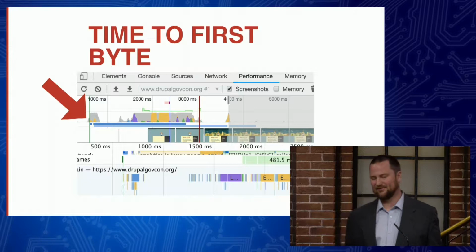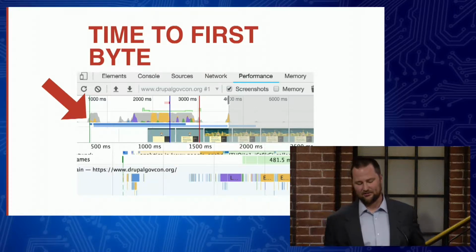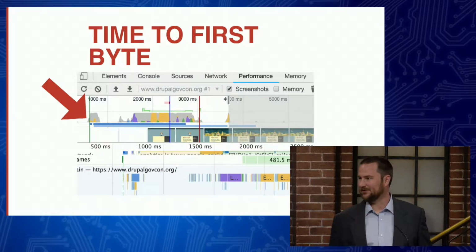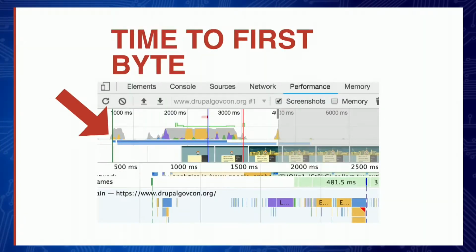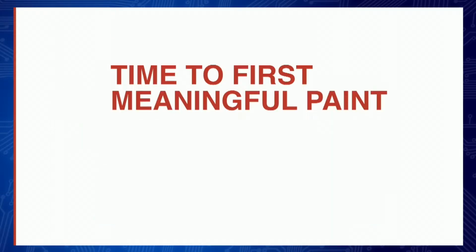When you're looking in Chrome Developer Tools and you run a performance profile, which we'll get to a little bit later, you're going to see the time to first byte right in the beginning where that little arrow is, and that's the data coming in. So you can see the time to first byte, and this one is, what is that? Looks like around 800 milliseconds, something like that.